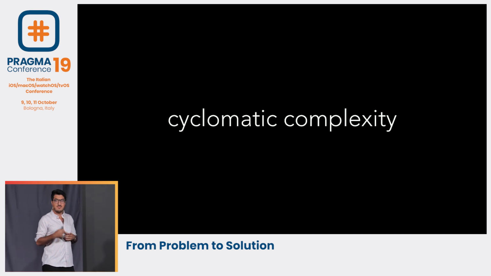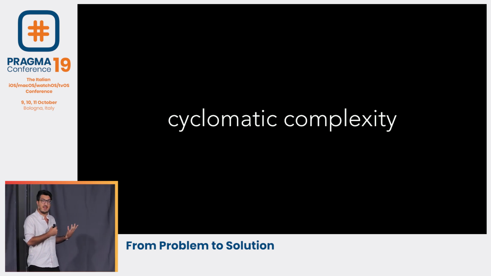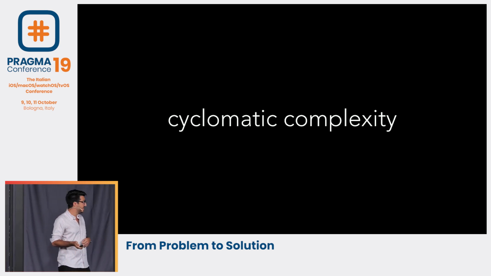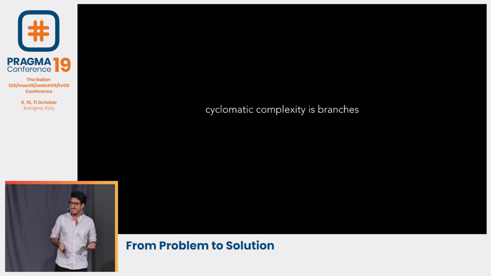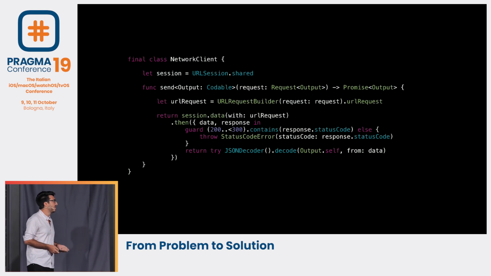Another way, if you attended Matt's talk last night, one of the audience members asked a question. His name was Gregory. He asked about cyclomatic complexity. Now, maybe everybody doesn't know what cyclomatic complexity is, so I'm here to tell you it's branches. It's how many branches you have in your code. And so we can walk through our code and count how many branches it has.